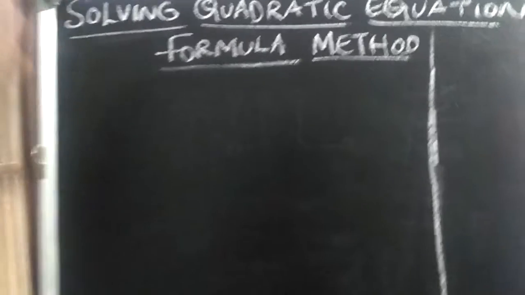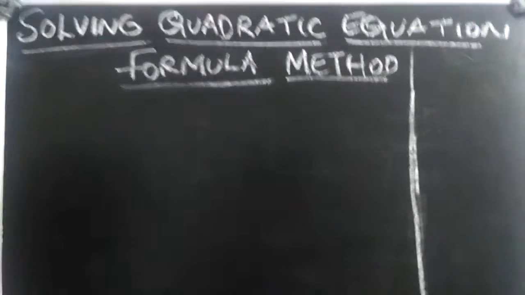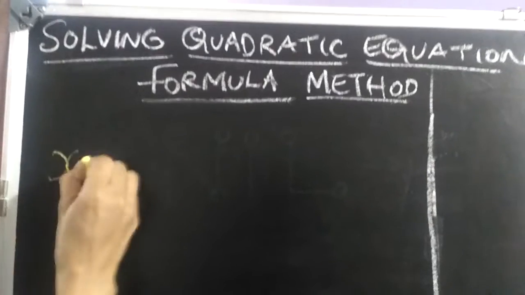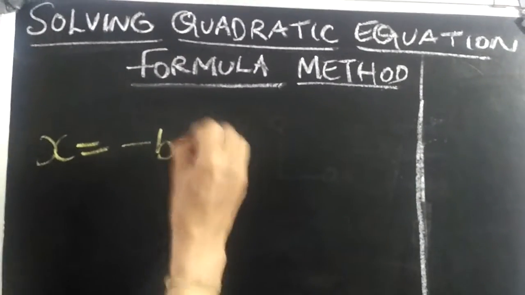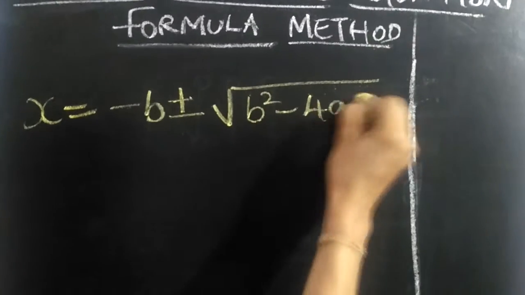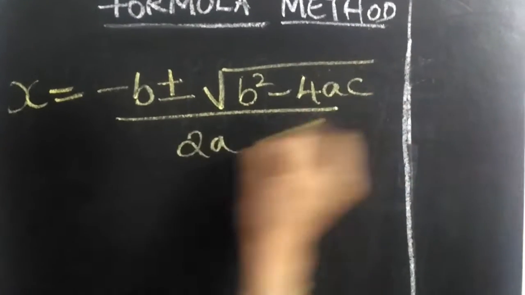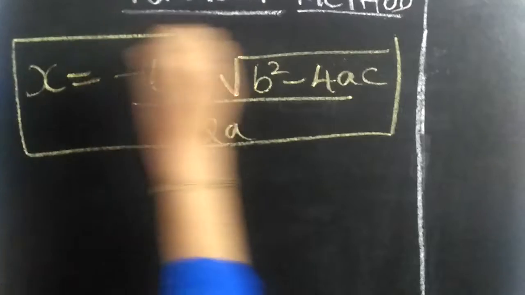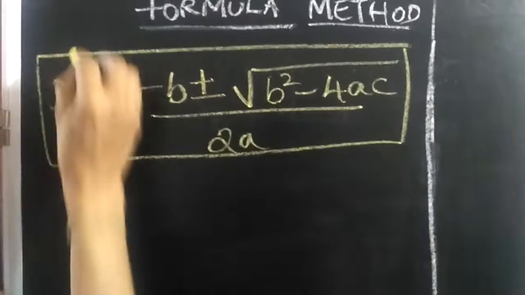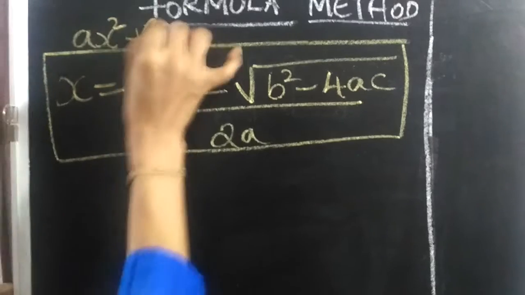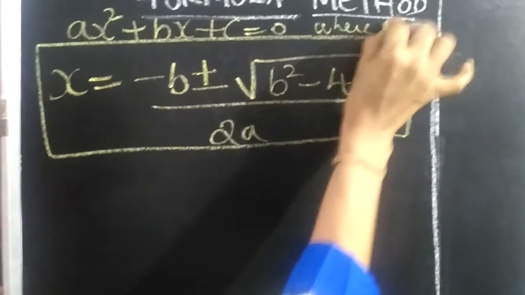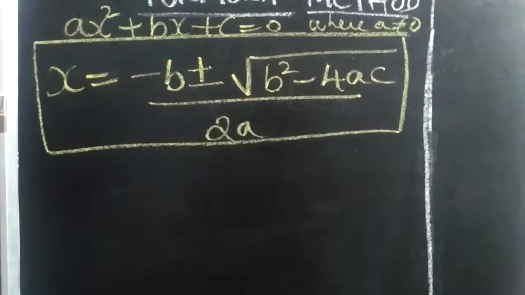Now, how to solve a quadratic equation by using formula? So you all have learned what is a formula, right? So what is the formula? X is equal to minus b plus or minus square root of b square minus 4ac by 2a. This is the standard formula for which equation? For the quadratic equation ax square plus bx plus c equals 0, where a is not equal to 0. This is the standard form.